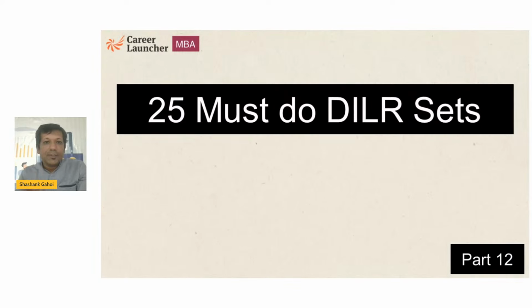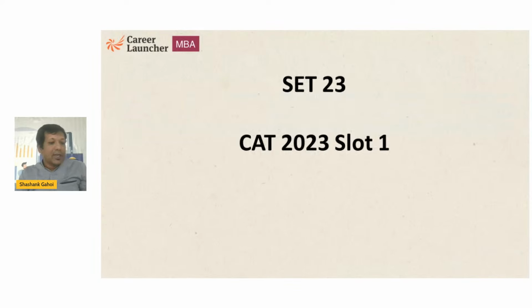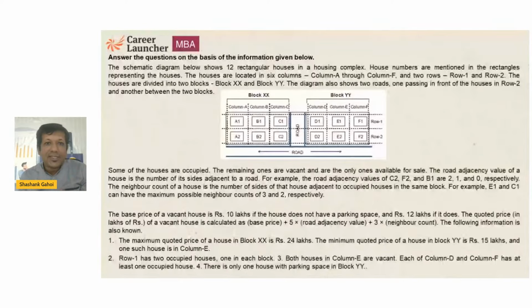Let's start. Now this is CAT 2023 slot 1. Let's see this. There is a diagram given, and in that diagram there are 12 houses. The houses are divided into columns and rows: A1, A2, B1, B2, C1, C2, and so on, all given to us. But what does it mean? I'll see to it.